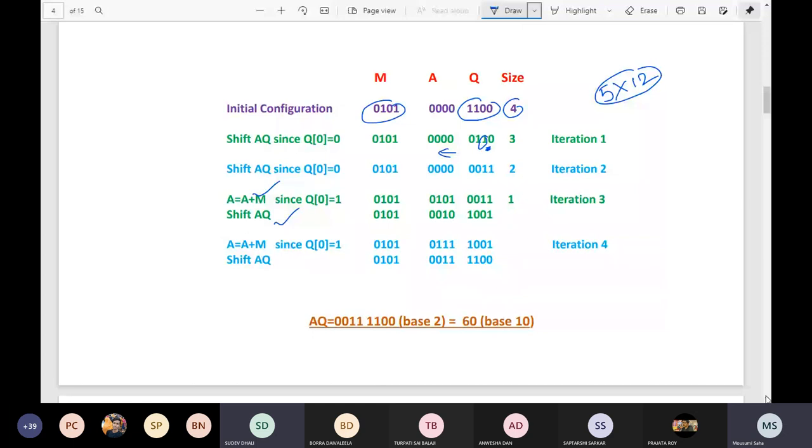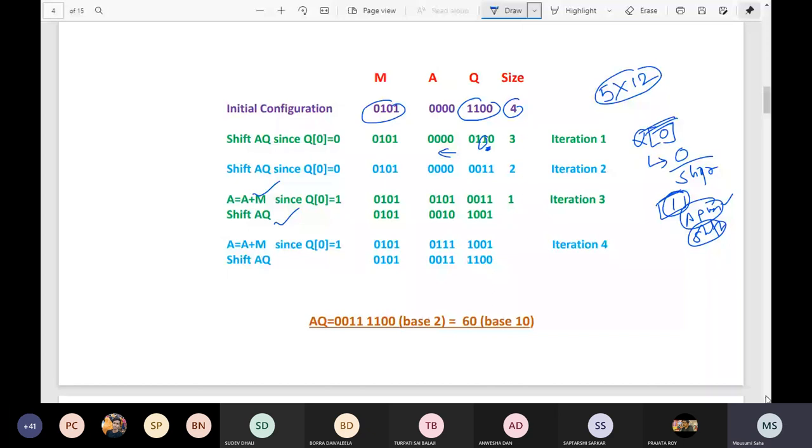It depends on the Q0 value. If it is zero, only the shift operation. And if you have one, at that moment add and shift. So what happens? If Q0 is zero, no need to add, only the shift operation. Whenever the Q0 bit is 1, at that moment you add, and at the same time you shift. In this way you can get the operation.